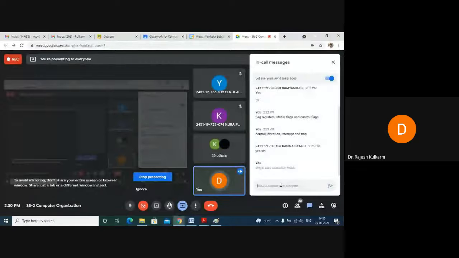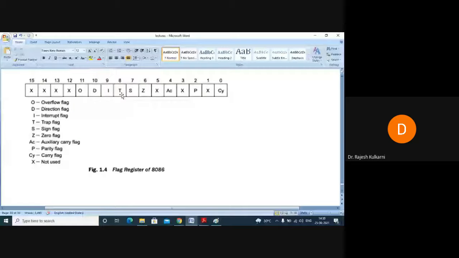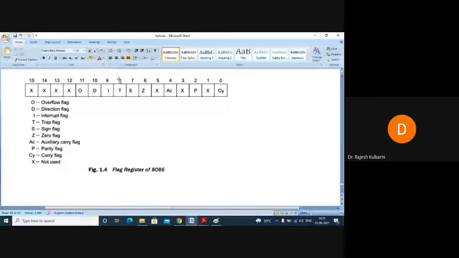So this single step execution mode will come when this T at the 8th position, the T flag, which is the trap flag, is set to 1. It means that every time after executing one instruction, the control will go to the trap interrupt service routine.